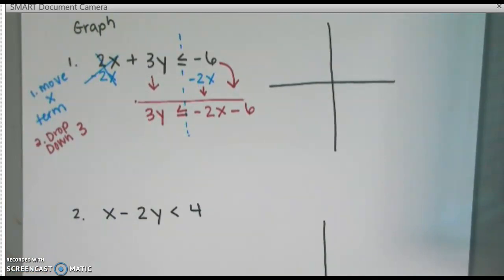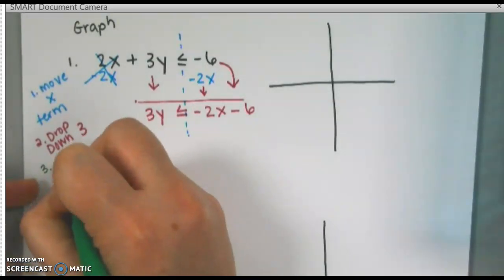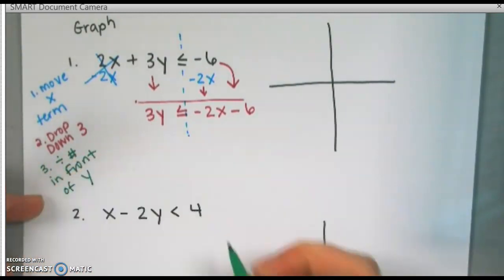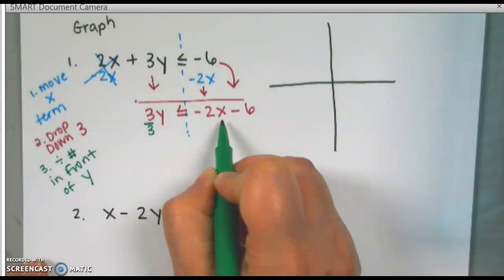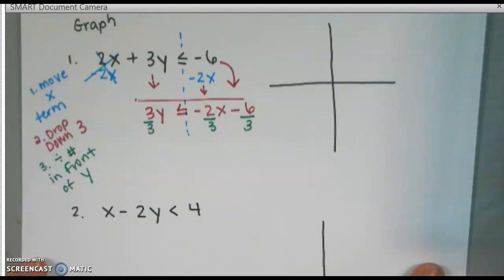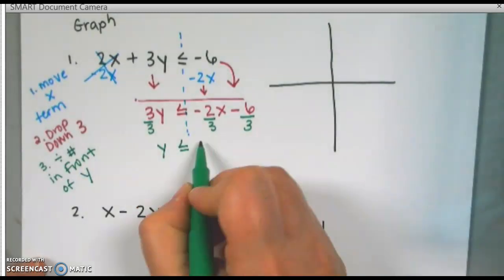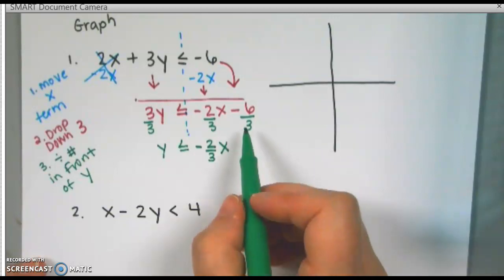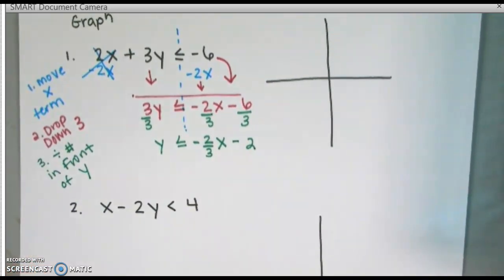The last real step for you to do is divide by the number in front of y. So in front of my y is a 3. So I'm going to divide everything by 3. Everything gets divided by the number in front of y. So now y is by itself. That does not simplify, so I'm just going to leave that as negative 2/3. Negative 6 divided by 3 is negative 2.